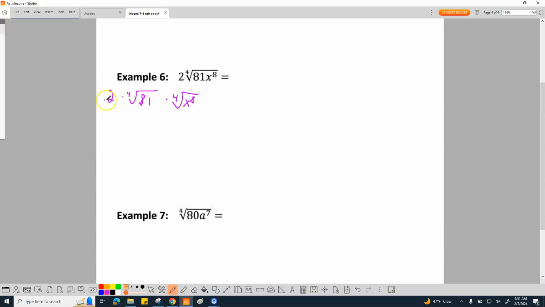Now, my rules. Can I do anything with my 2? No, it stays. 4th root of 81. You can type this into Desmos and see if it's a perfect number. If it's not a perfect number, it'll give you decimals and you'll have to do some crazy stuff. But 3 times 3 times 3 times 3 is, in fact, 81. So that means 3 to the 4th power is equal to 81. So that means the 4th root of 81 is 3.